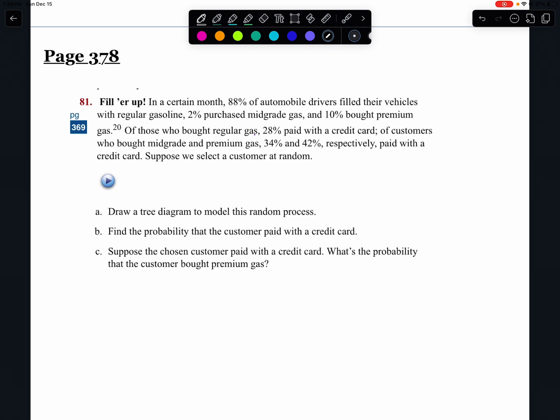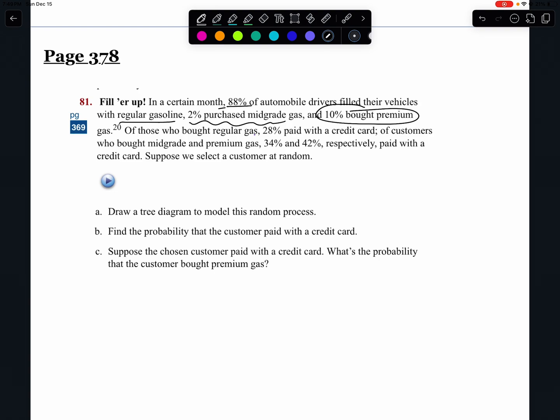It's called Filler Up. So in this one, we have in a certain month, 88% of automobile drivers filled their vehicles with regular gasoline. All right, so they're throwing percents. That's important. 2% got mid-grade, and then we have 10% getting premium. Okay, so there's a lot happening already.